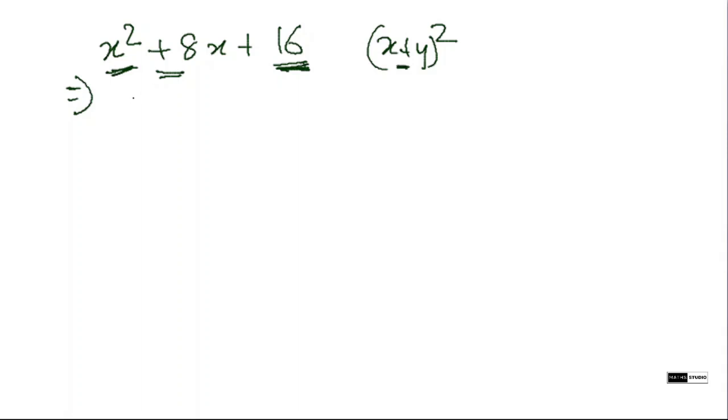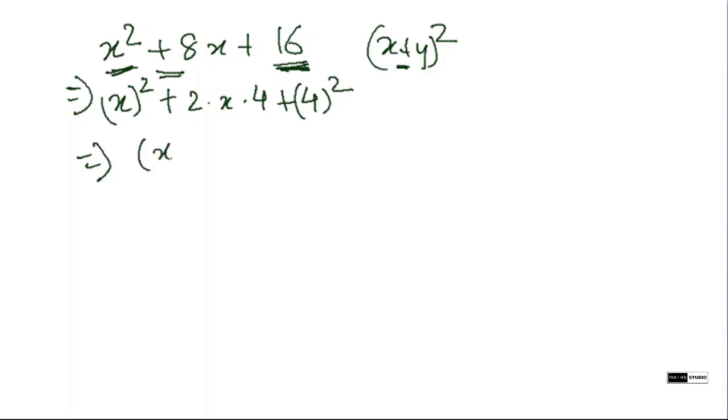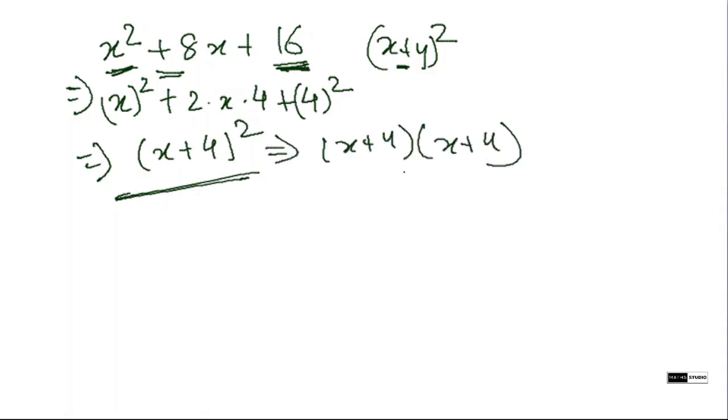Okay. So how can this be written? It can be written as x square plus 2 into x into 4 plus 4 square. Now this can be written as x plus 4 whole square, which can also be written as x plus 4 into x plus 4.